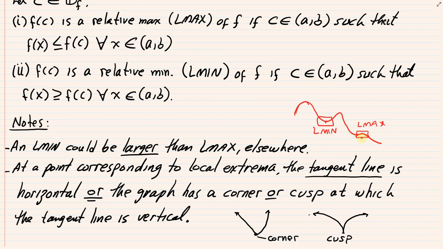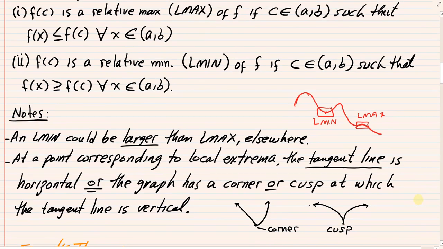Okay. Now, at the point corresponding to a local extrema, the tangent line is either horizontal or the graph has a corner or a cusp. That means the tangent line is actually vertical. So in the case where I have a corner point, there is a tangent line. And in the case where there is a cusp in the graph, the tangent line here is actually vertical, right? And that means the function is not differentiable at that point. And that's what these two mean.